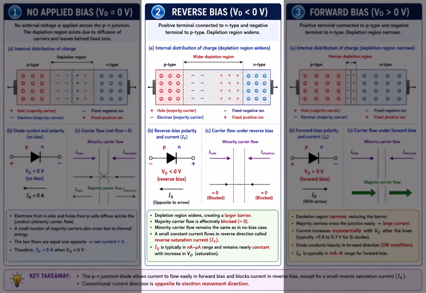Now let us move to the reverse biased diode. In reverse bias, the positive terminal of the external supply is connected to the n-type side, and the negative terminal is connected to the p-type side. Therefore, the diode voltage Vd is negative.